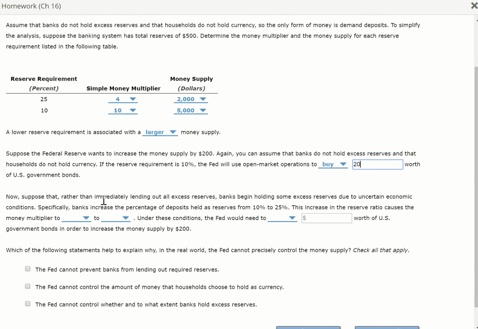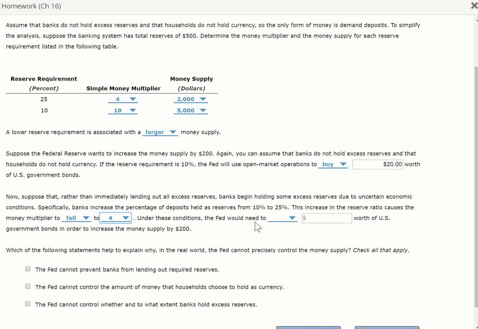Now, suppose that rather than immediately lending out all excess reserve, banks began holding some excess reserve due to uncertain economic conditions. Specifically, banks increase the percentage of deposit held as reserve from 10% to 25%. Before, their ratio was only 10%, but now it's changed to 25%. So you should be thinking in your head, at a higher percentage, we're going to see a lower money multiplier. It's not 10 anymore, it should be 4 now. So the money multiplier will fall to 4.